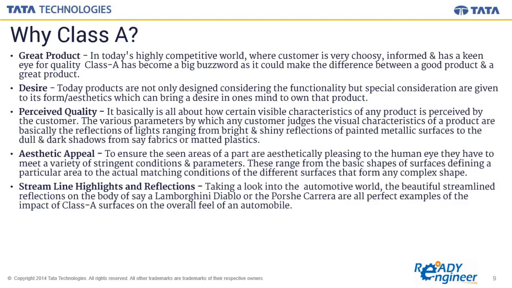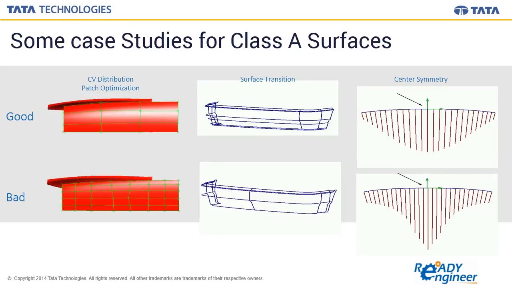Class A surfaces also give a very good perceived quality feel. The streamlines and reflections can give you an altogether different appeal of a product, like, as I said, in Porsches and Lamborghinis, what you see. So that's the reason we need Class A surfaces, to actually enhance the form of the product and to make it more sellable.